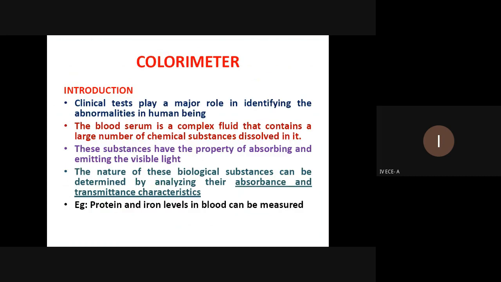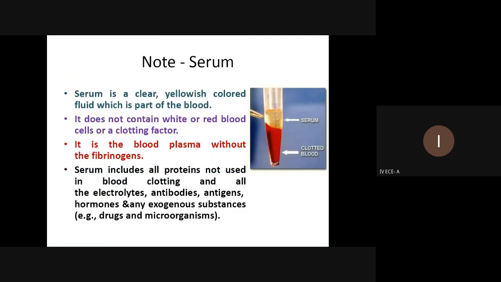Okay, let us come to the topic calorimeter. Calorimeter is nothing but a clinical test that plays a major role in identifying abnormalities in human beings. The blood serum is a complex fluid that contains a large number of chemical substances dissolved in it. These substances have the property of absorbing and emitting visible light. The nature of these biological substances can be determined by analyzing their absorbance and transmittance characteristics. Mainly, protein and iron levels in blood can be measured using this calorimeter technique.